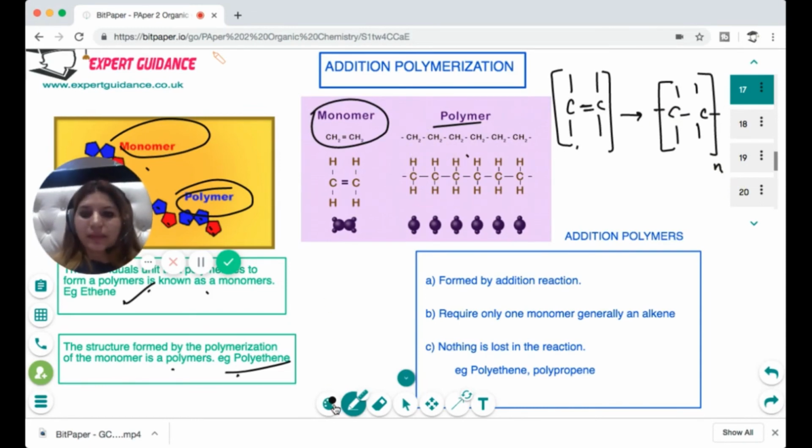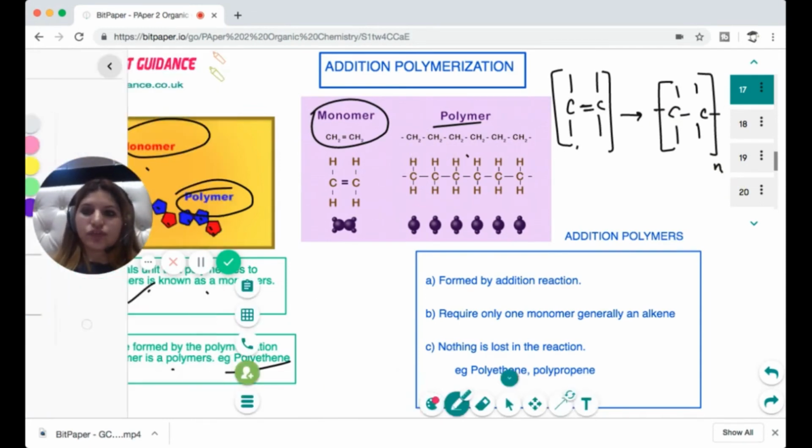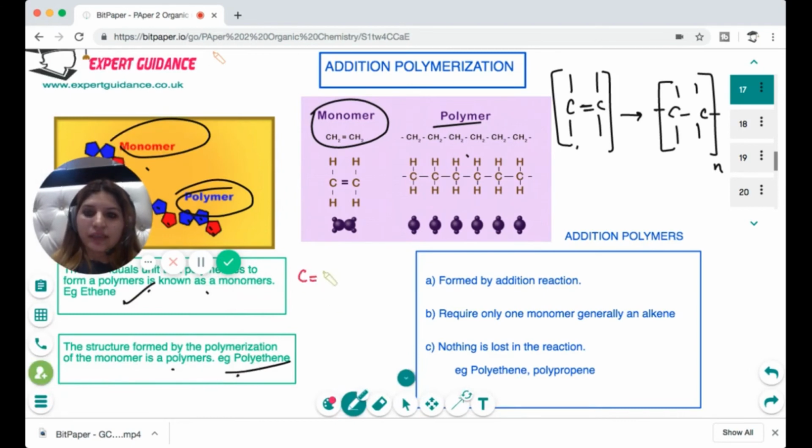So for example, if the ethene molecule is given to us, then this will be our ethene, and I'll write n in front of it. And to make the polymer, I'll convert the double bond into a single bond, join it to the ends, and then write n at the bottom.